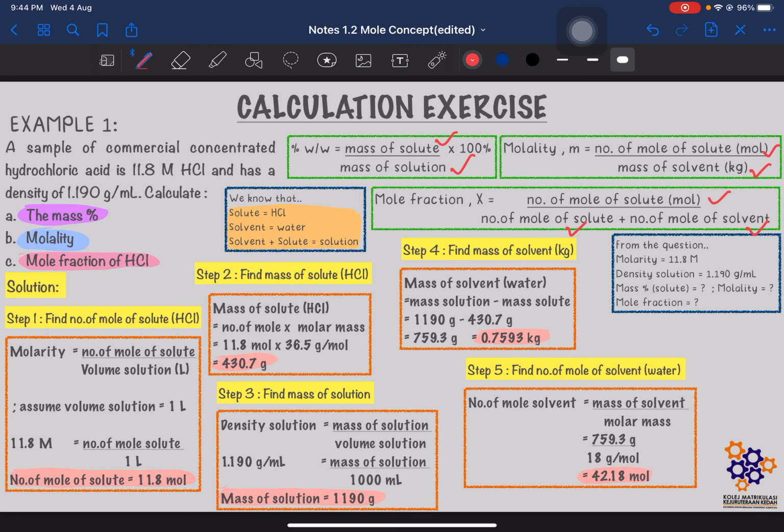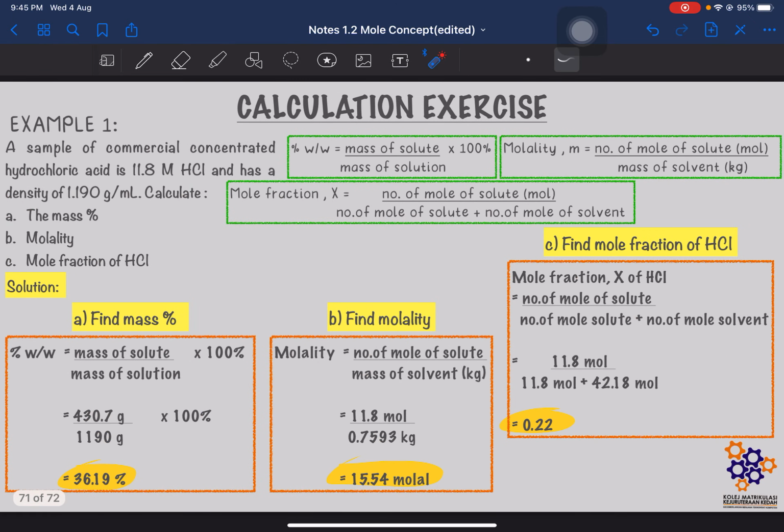So kita check, adakah semua maklumat yang kita perlukan untuk dapat jawapan soalan-soalan kita ni dah ada? So percentage by mass settle, molality pun settle, semuanya dah ada, and then mole fraction pun settle. So now barulah kita boleh dapatkan jawapan untuk A, B dan C kita. So kita cari yang A. So mass percentage, mass of solute divided by mass of solution times 100%, you will get 36.19%.